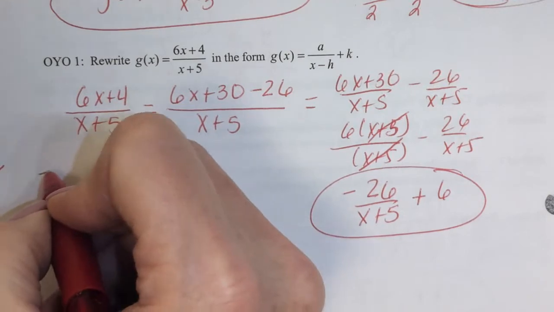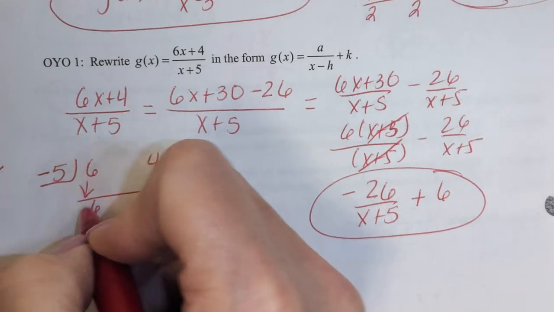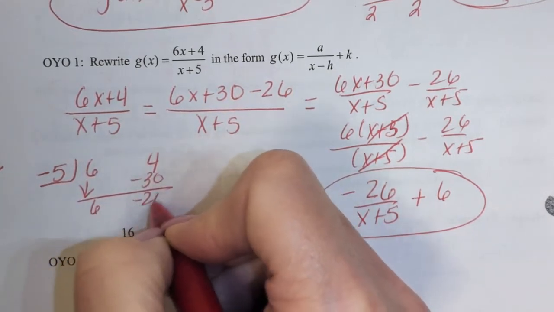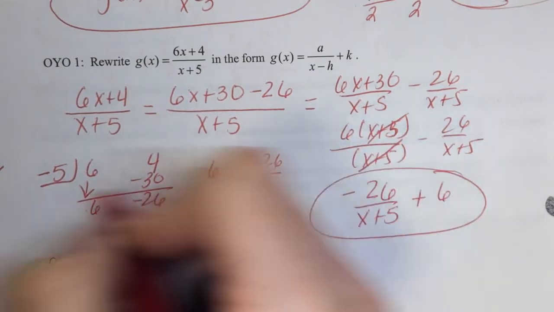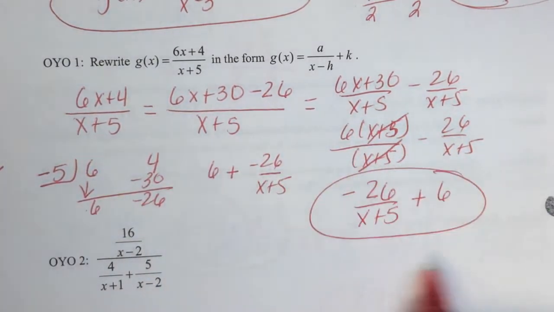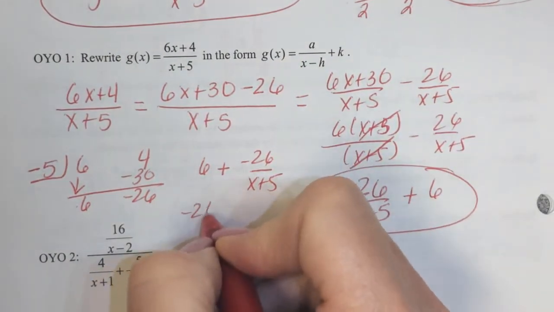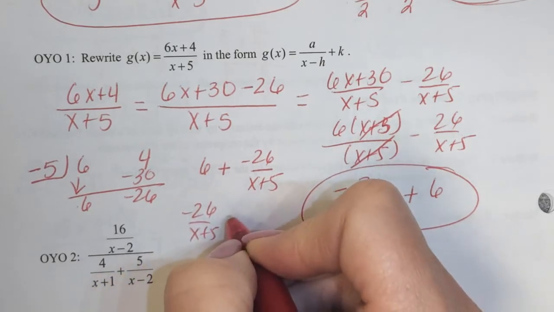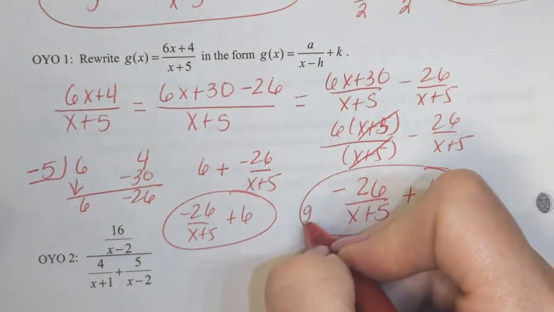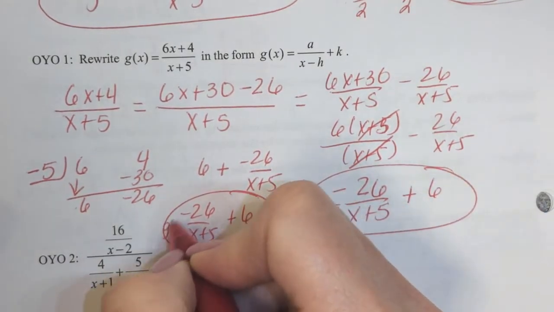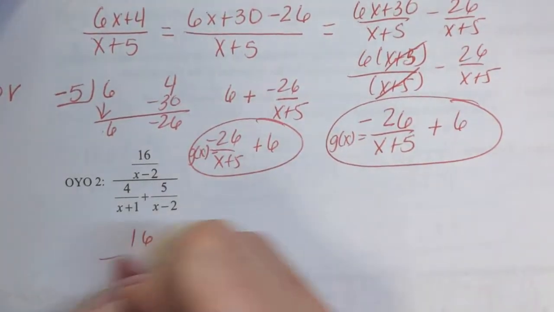Or I could have done synthetic. So then I'd have 6 as my answer. Then I'd have -26 over x plus 5. And then I would just turn it around so it's in that kind of form. Same thing, okay? I need to put g of x equals on these, or whatever they tell me to call it. Okay, hopefully you've already done this one. I'm going to do it.